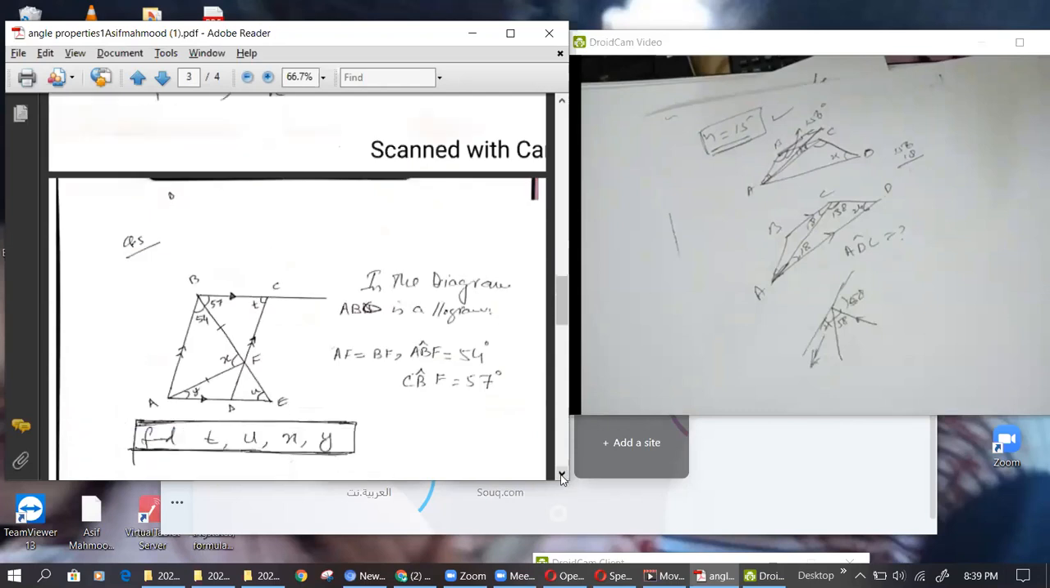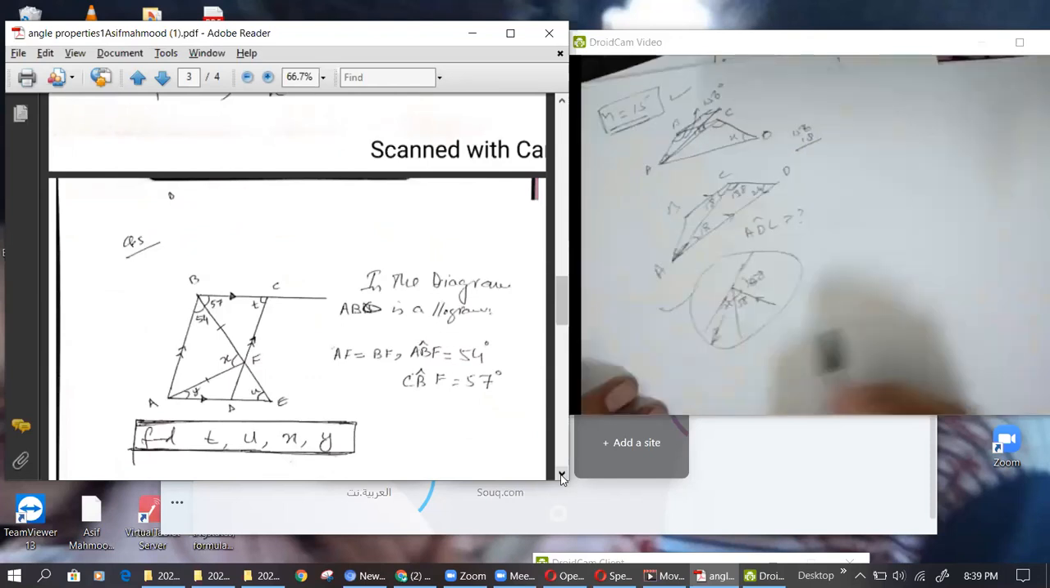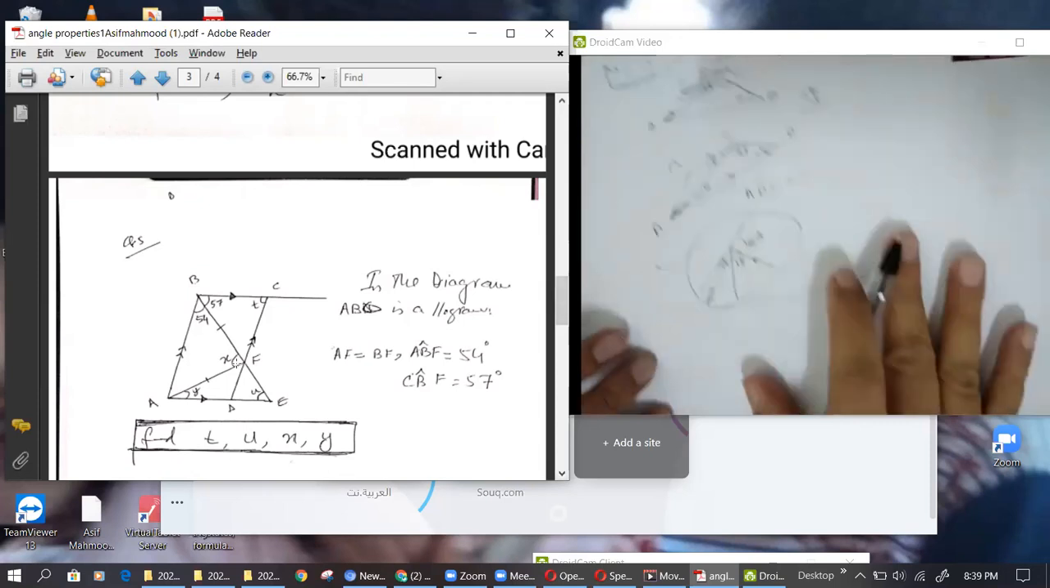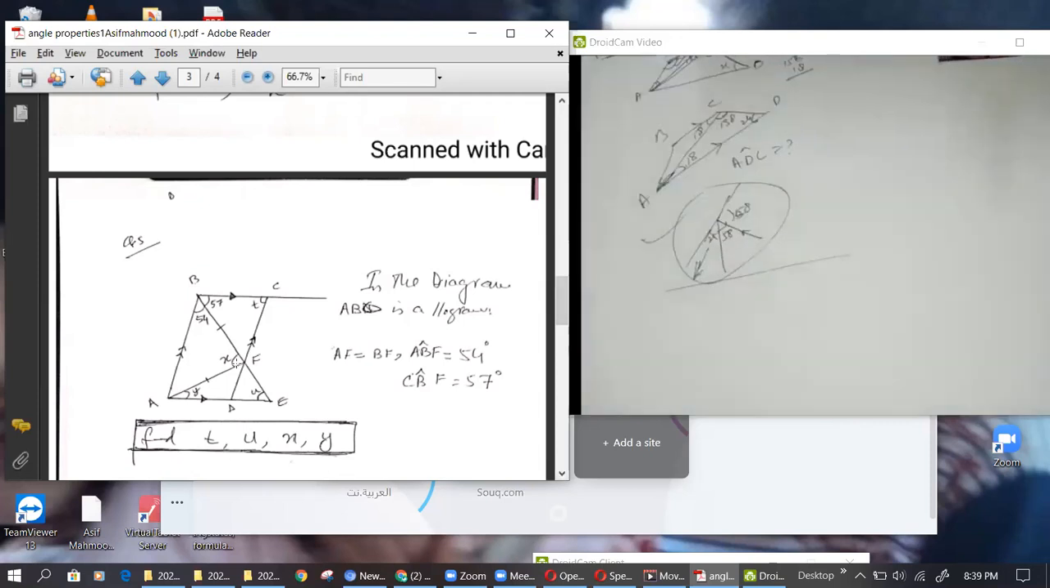Now come on to the next question. This is done. Can you see over here? You will do the whole question by yourself. Now read this question and try. In the diagram, ABCD is a parallelogram. Then AF equals BF equals AB. F equals 54, this is 54. And CBF is 57.